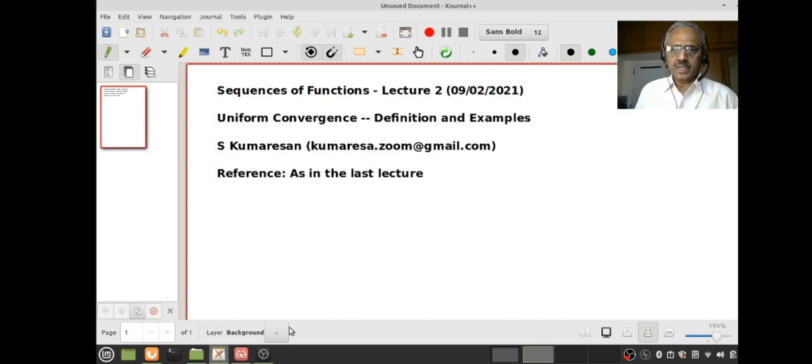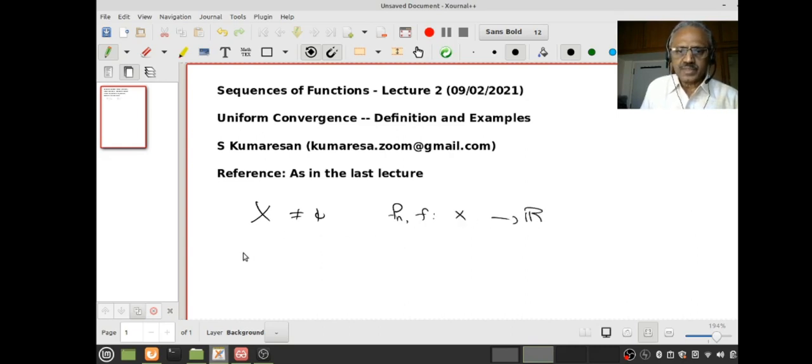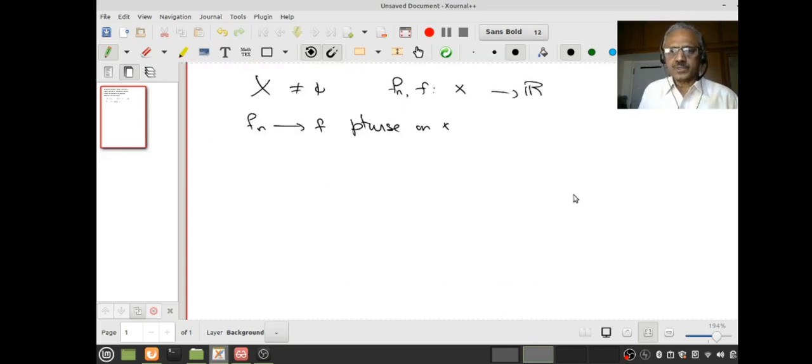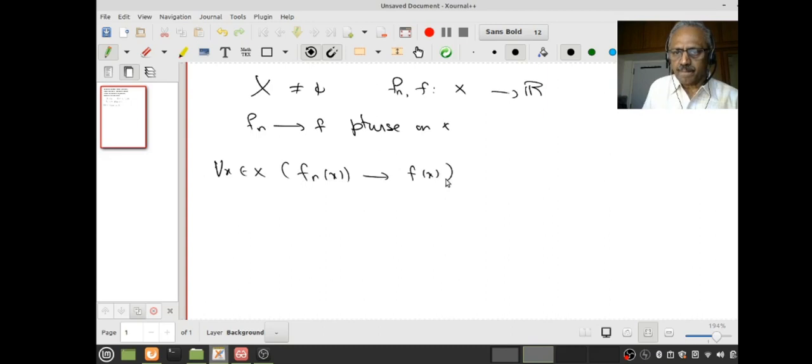Let me recall what our definition is. We have a set X, just a non-empty set. f_n is a sequence of functions from X to R. Then we said f_n converges to f pointwise on X. What was the definition? The definition was for every x in capital X, the sequence f_n(x) converges to f(x).